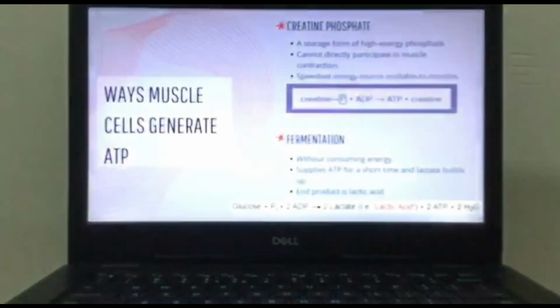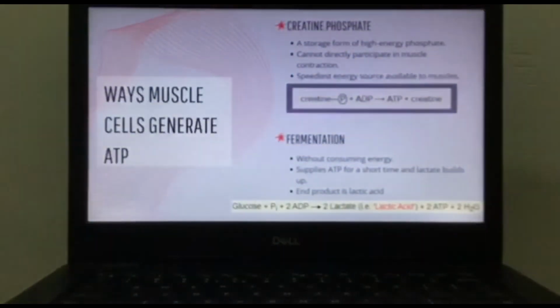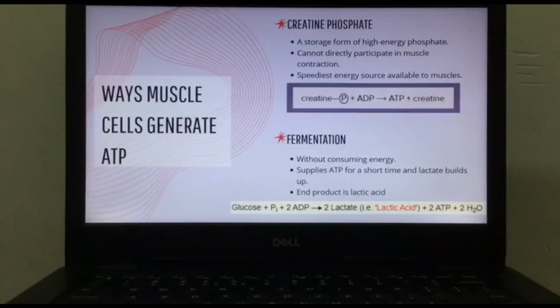Hi, Assalamualaikum. My name is Ifadiana binti Selamat, and I will talk about the use of ATP in muscle contraction. There are three ways muscles can generate ATP. So let's get started. There are three ways muscle cells generate ATP.